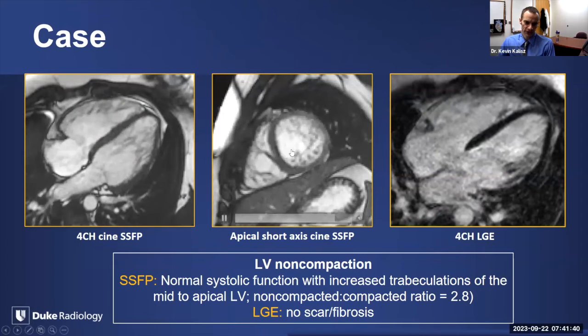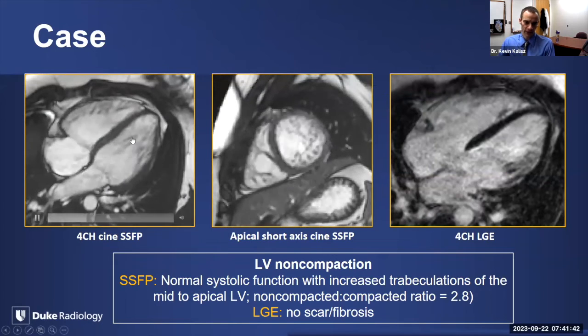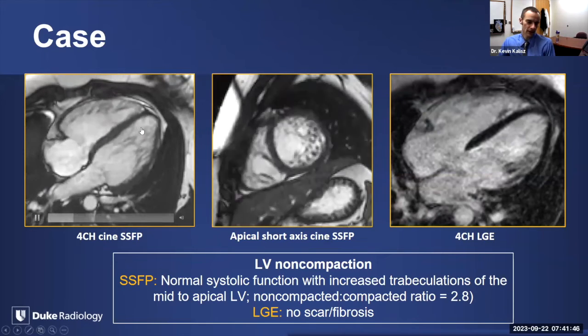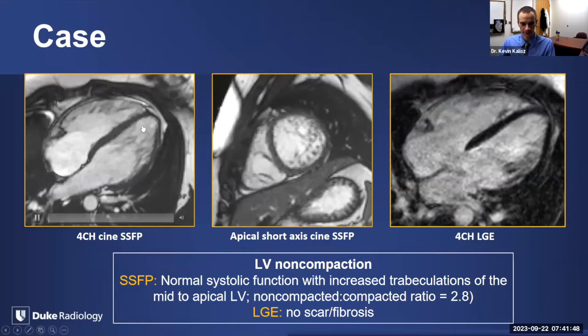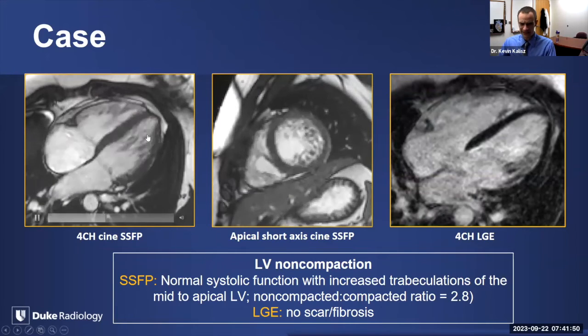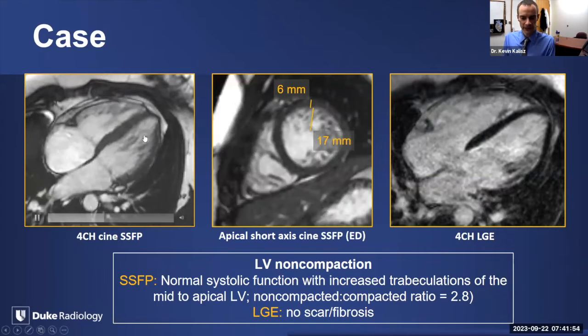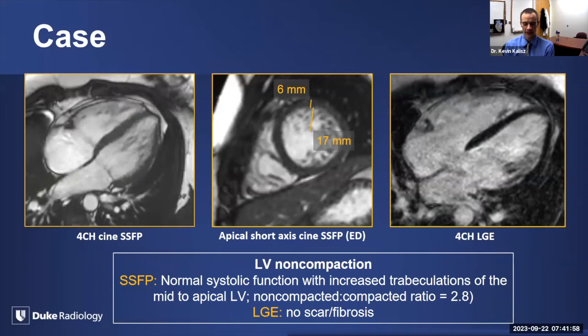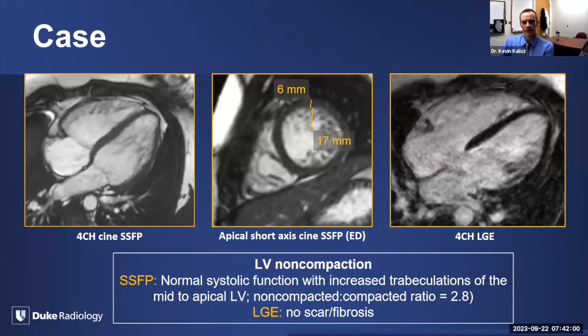As opposed to all the other appearances of LV we've seen here, this is very trabeculated. Normally a little bit of trabeculations in the LV is okay, but this is too much. How do we quantify and formalize the assessment of LV non-compaction? Basically, it's this concept of non-compacted to compacted ratio. I froze frame here, but it's typically assessed on the short axis images, has to be on the end diastolic images.